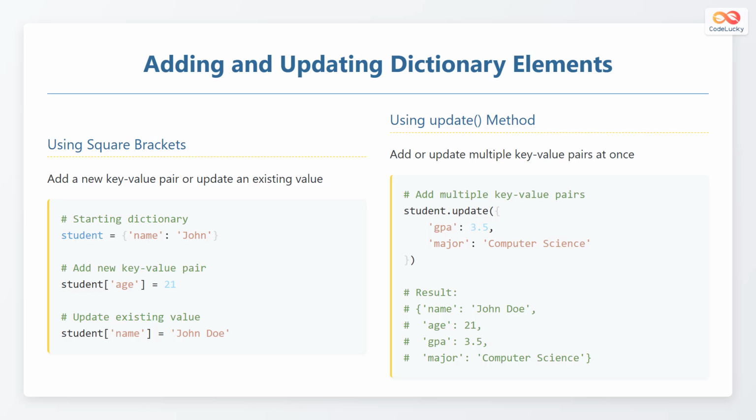In the first example, we start with a dictionary student that contains the name John. We then add the age key to the student dictionary by assigning the value 21 to it. Then we update the name key to John Doe. In the second example, we see how to add multiple key value pairs using the update method. We add the GPA and major to the student dictionary using the update method.